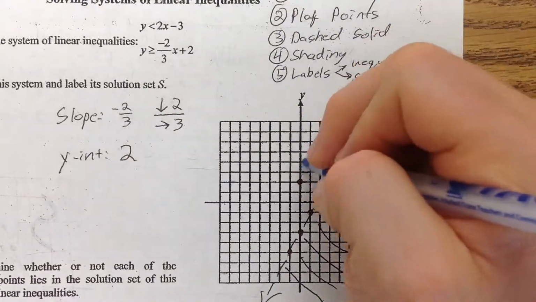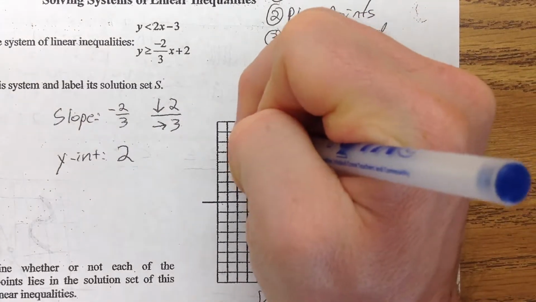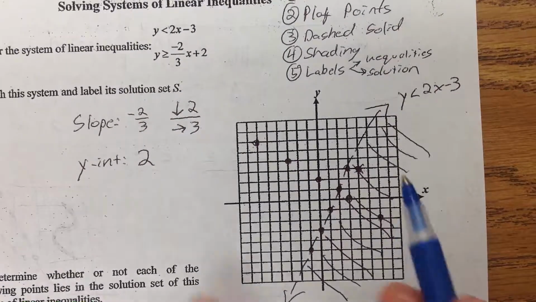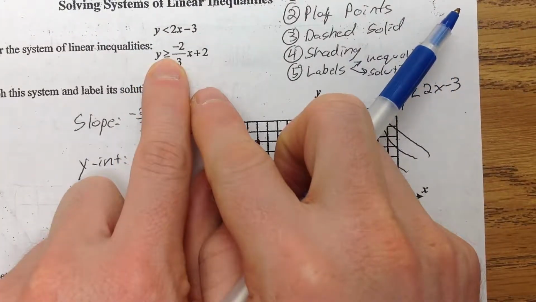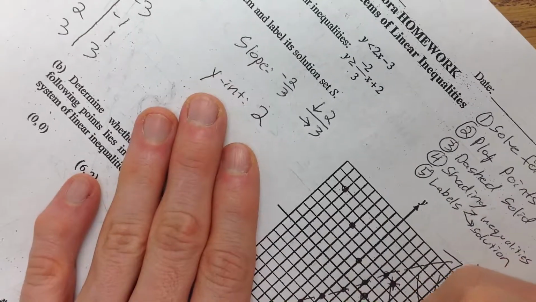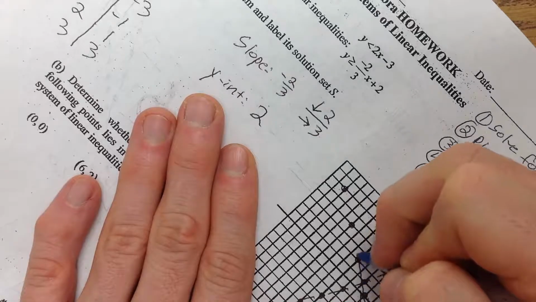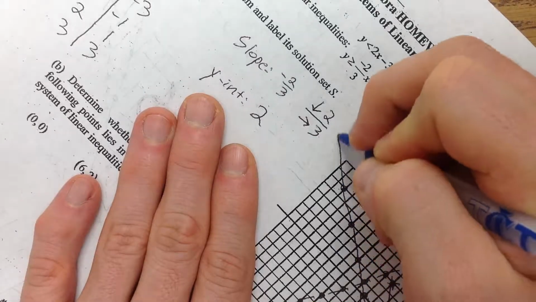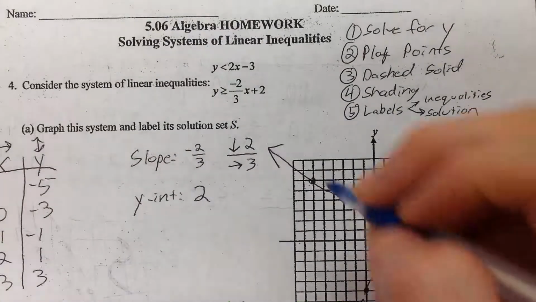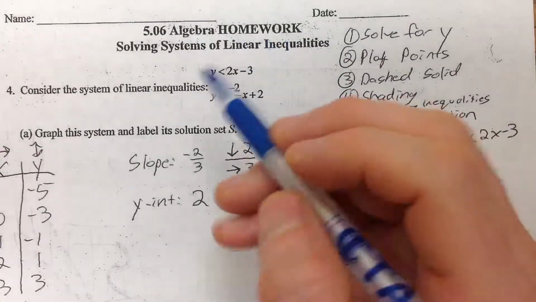I can go up 2 and back 3, up 2 and back 3, and I get a whole bunch of points that are falling in a line. Now on this one, we do have the equal sign, so it's not going to be dashed, it's going to be a solid line. All right, so I've got a nice, good, solid line there. I've done dash solid. Now I have to worry about the shading.